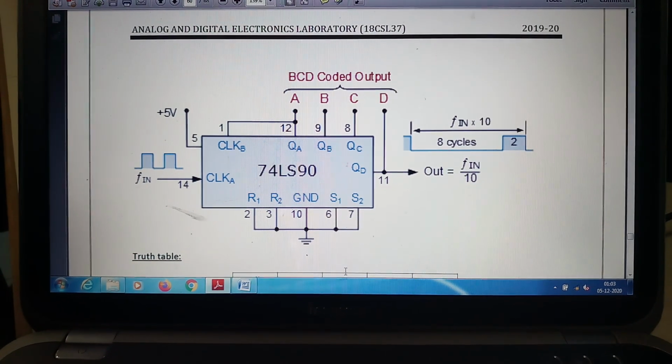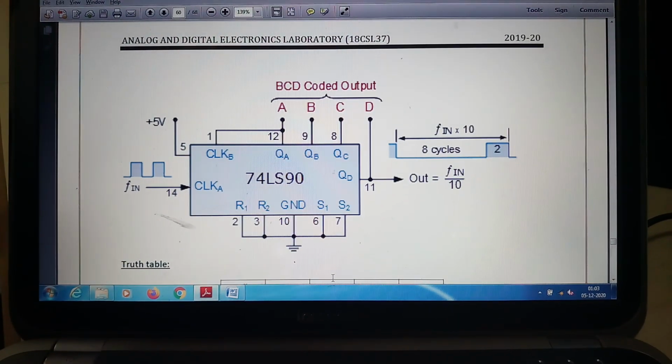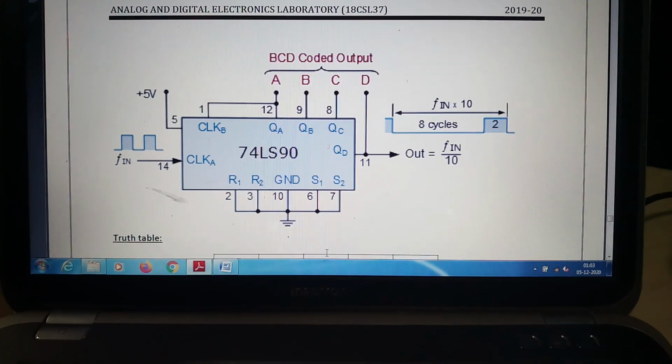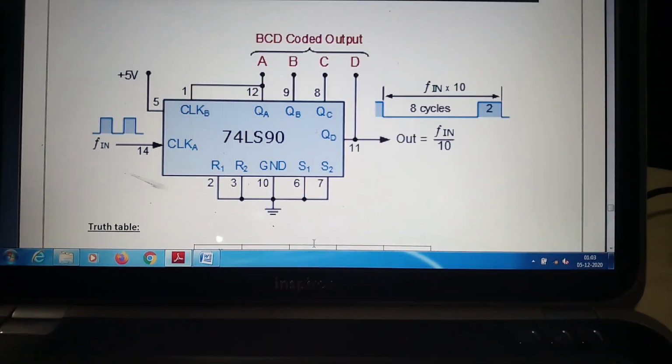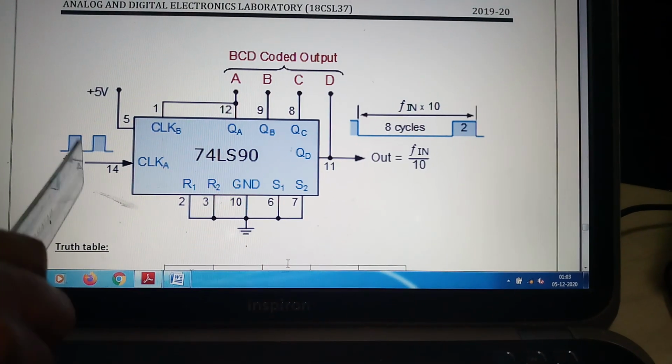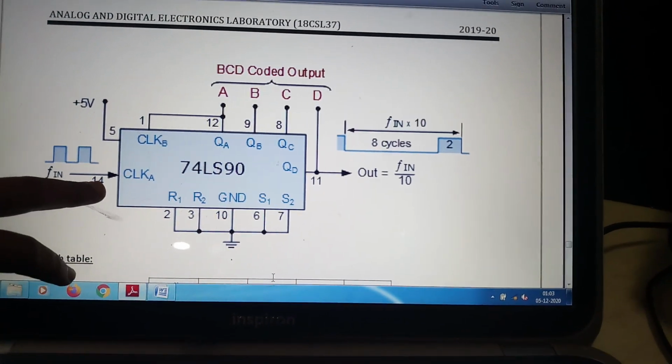To learn about decade counter. It is an asynchronous decade counter. The output from the decade counter, next we are going to connect to a 7 segment display. So this is the pin diagram for the decade counter.